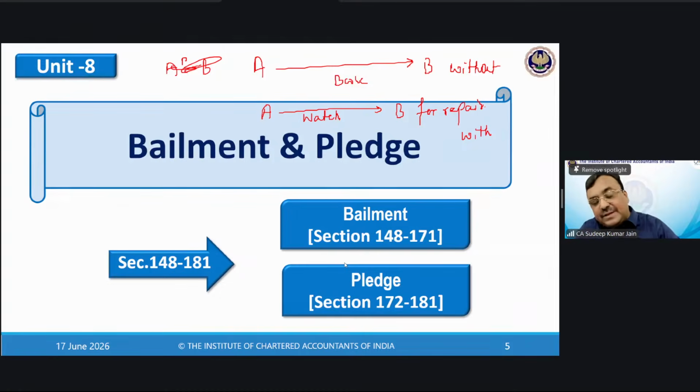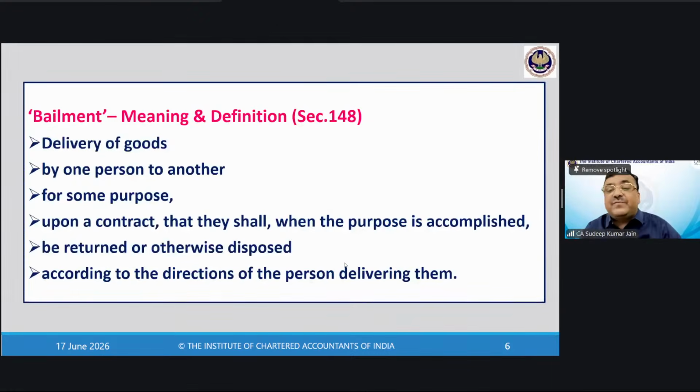So bailment means to give something to someone for a specific purpose, with the condition that goods will be returned after the accomplishment of the purpose to the owner, to the person who has delivered. It is called bailment. Bailment may be for consideration, and it may be without consideration, that is, free of cost.